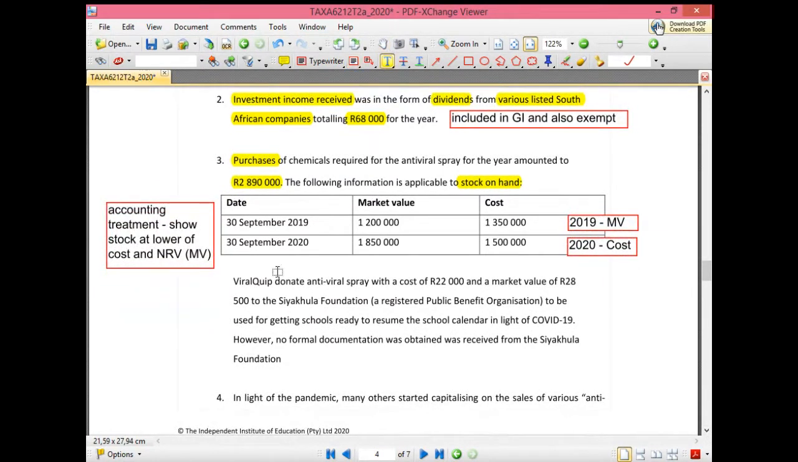They tell you we donated antiviral spray with a cost of 22,000 and a market value of 28,500 to be used for getting schools ready to resume the school calendar in light of COVID-19. They tell you no formal documentation was received. Okay, and they are a registered PBO. So the first thing you had to see, we are donating something to a PBO. So there is the recoupment that needs to happen for the stock that was given away.